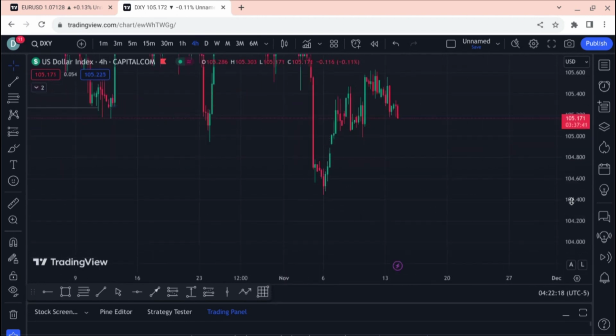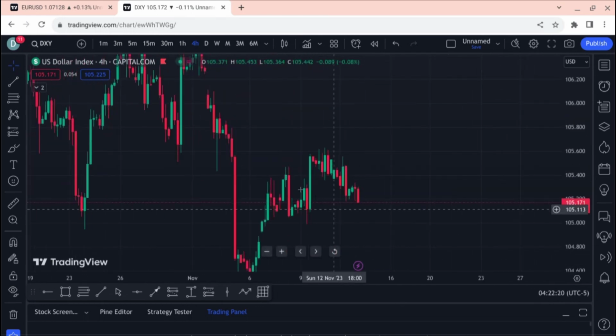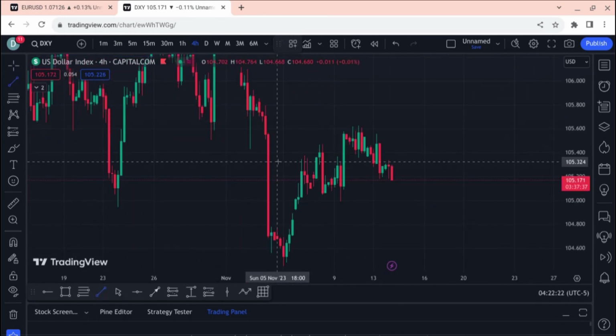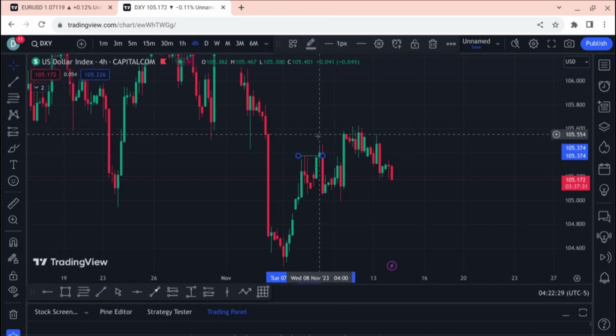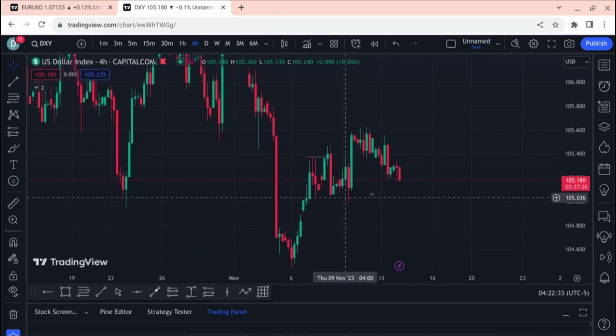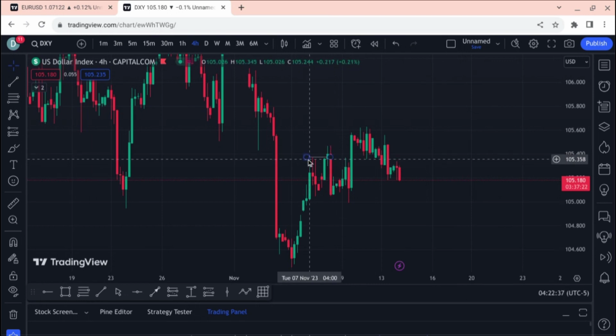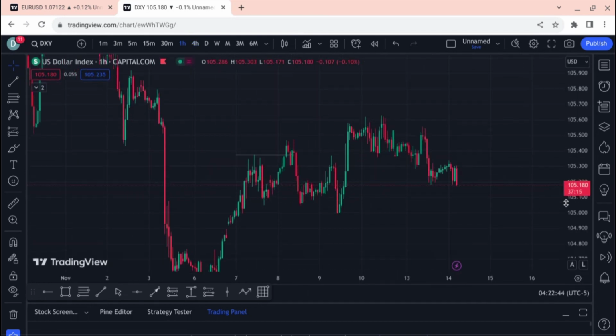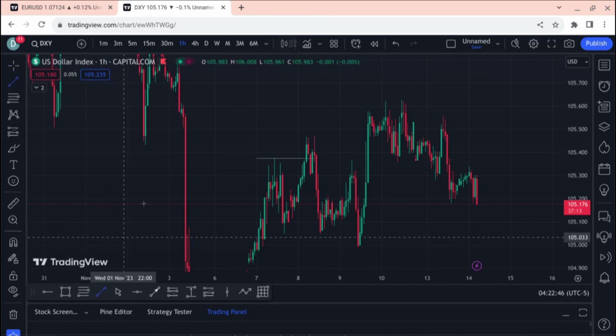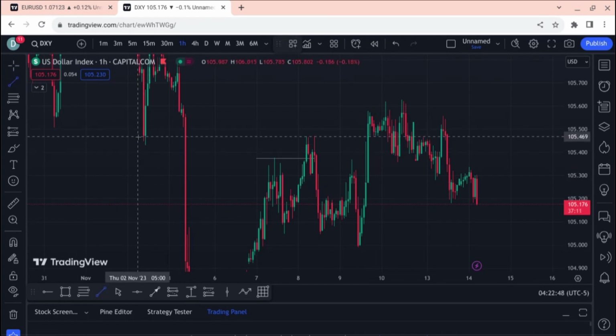So on DXY here, we also took out what? We took out the previous day's high on DXY. Mind you, when DXY is going higher, Euro USD is going lower. So here now we took out this high here, and we tapped into this breaker block here. We tapped into it very nicely.